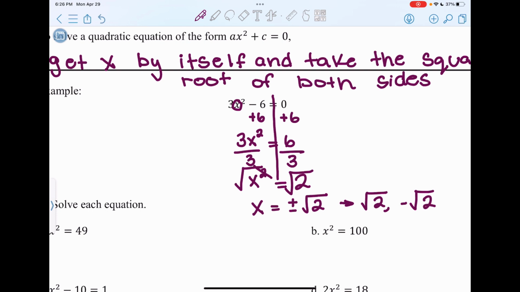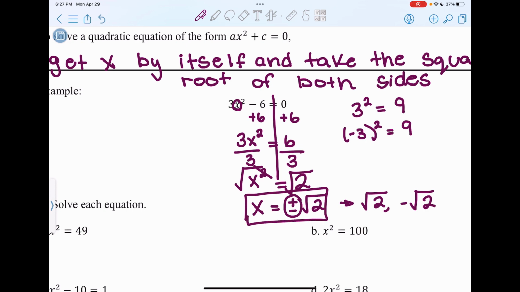And here's why. If I were to square a number, let's say 3 squared, I would get 9. 3 times 3 is 9. And if I were to square negative 3, negative 3 times negative 3 is also positive 9. So when we take the square root to solve, we need to make sure that we consider both options, that our value could be positive or negative. And so my answer is positive radical 2 and negative radical 2.